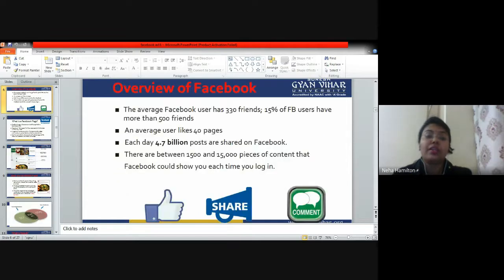Okay. Next thing is that this is some overview of Facebook, some data which is related to Facebook. The average Facebook user has 330 friends. Yes, this is something that we have discussed in the last class. So, an average Facebook user has this many friends, and if he shares a particular post, you can reach 300 people in a fraction of a second, right? The average user likes 40 pages, and there are between 1500 to 15,000 pieces of content that Facebook could show you each time you log in, right?